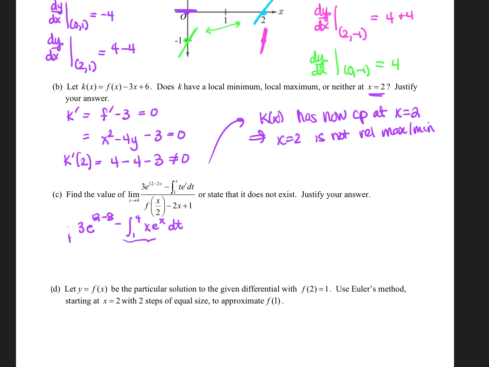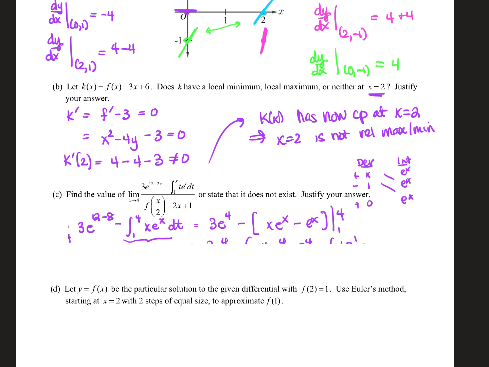So looking at this is by parts. So on the derivative side, we're going to have x. On the integral side, we have everything else. Copy down the diagonal. So we're going to have 3e to the 4th minus x e to the x minus e to the x. And we're going to evaluate from 1 to 4. So 3e to the 4th is going to be equal to 4e to the 4th minus e to the 4th minus the quantity 1e to the 1 minus e to the 1.